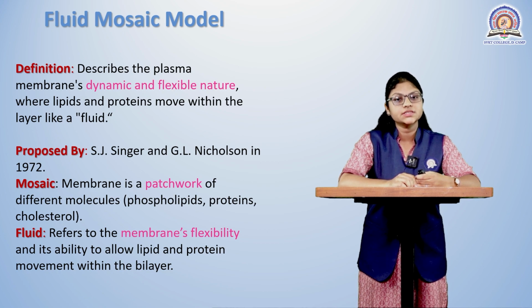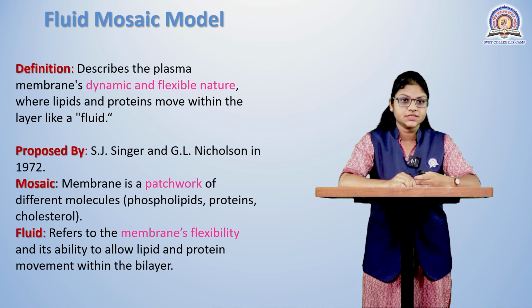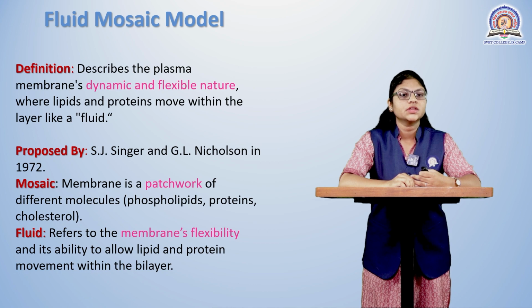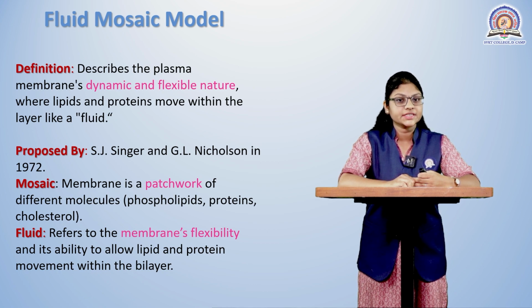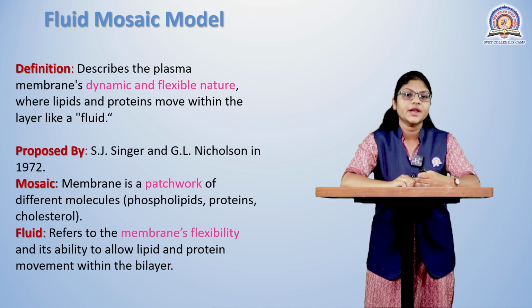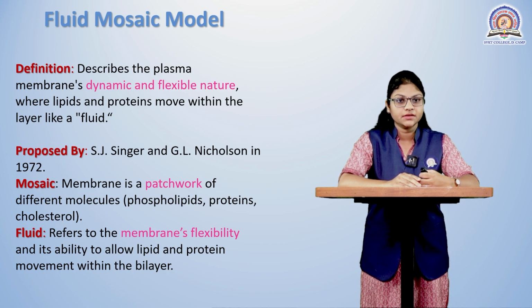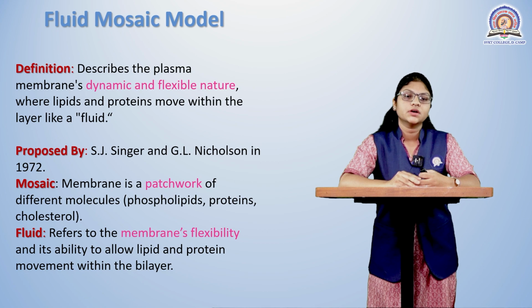Different models have been proposed by different scientists to give the proper structure of the plasma membrane, but one of the accepted models is the fluid mosaic model. The model describes the plasma membrane's dynamic and flexible nature, where lipids and proteins move within the layer like a fluid. That means the plasma membrane allows free movement of lipids and proteins from upward to downward direction, laterally, and also flip-flop movement. So this gives fluidity to the membrane.